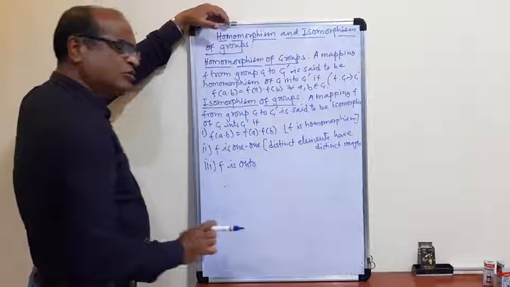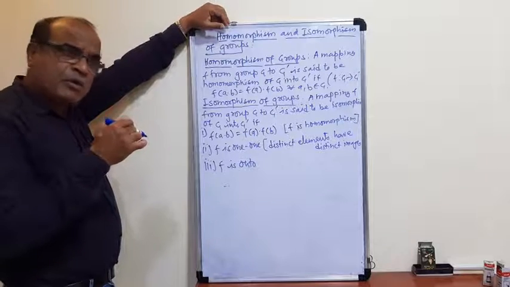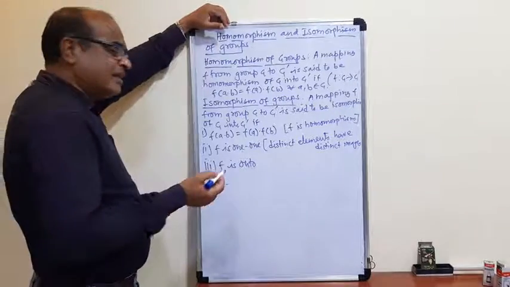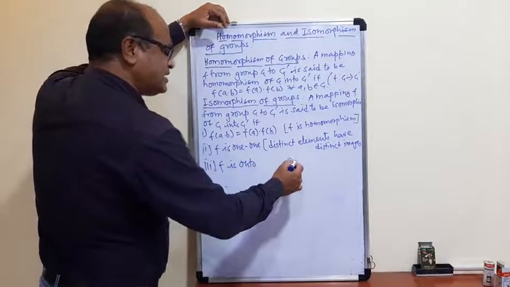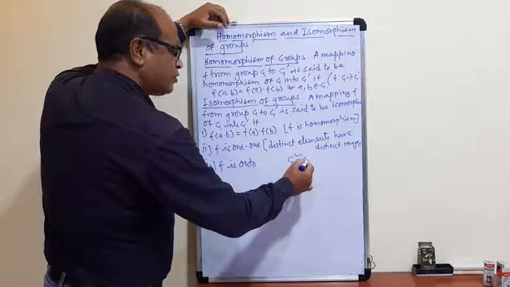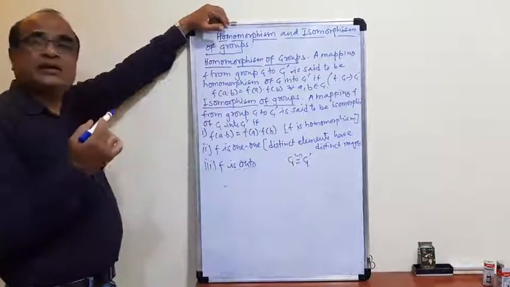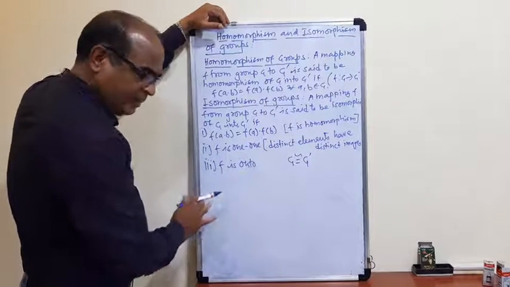If G and G dash are groups here, and f is an isomorphism from G to G dash, then we symbolically denote it as G is isomorphic to G dash. So this is simply notation to remember. Then there are so many definitions here.